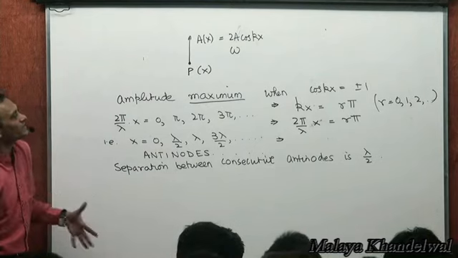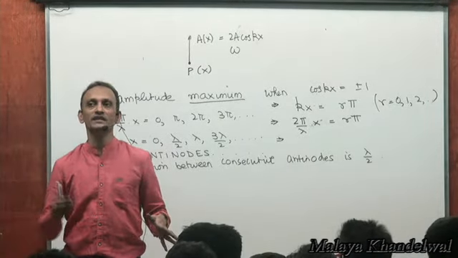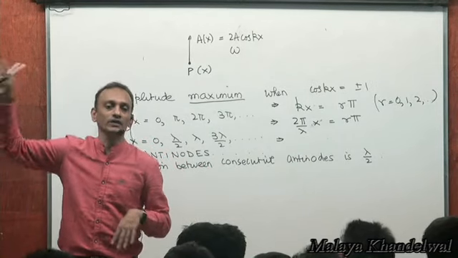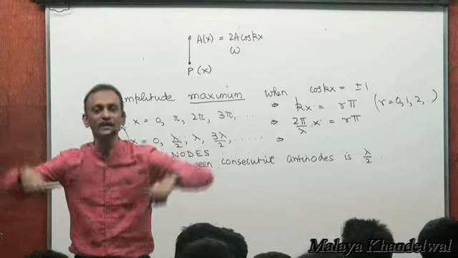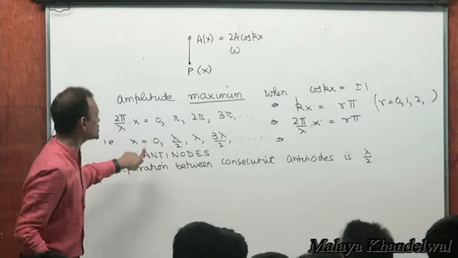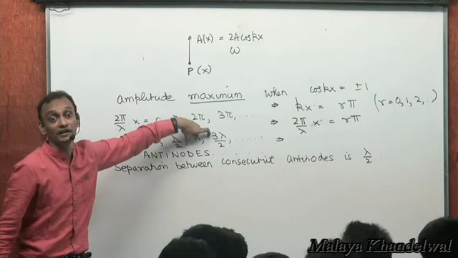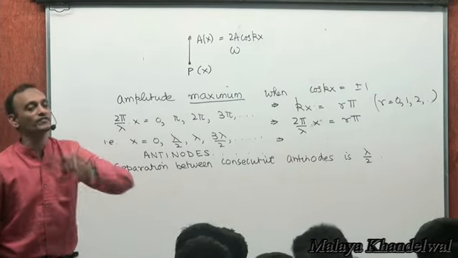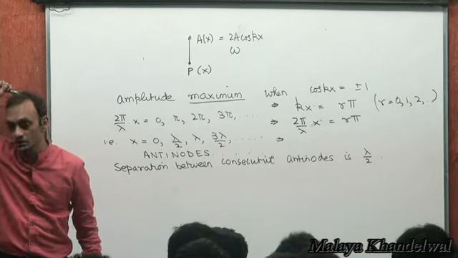See, positions may change because I could have written one wave as a sine omega t minus kx plus 30 degrees and another one as a sine omega t plus kx plus 45 degrees. Those are also identical waves. Then these positions will not be important. These positions will change. But the separation between consecutive antinodes will continue to be half the wavelength of the two superimposing waves. Right?